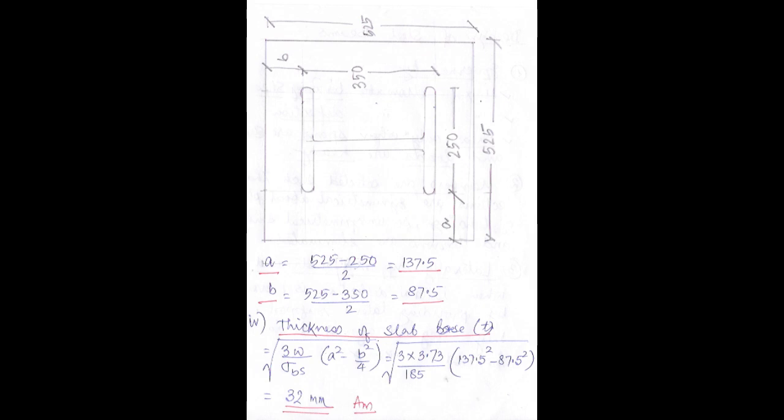Now the last step is you have to find the thickness of the slab base. So what is the formula? t equal to under root of 3W by sigma bs, within bracket a square minus b square by 4, bracket close. So you put the value of W as 3.73, sigma b is 185, and a and b we have just found out. So you do the calculation and you will get the thickness of the slab base as 32 millimeter.